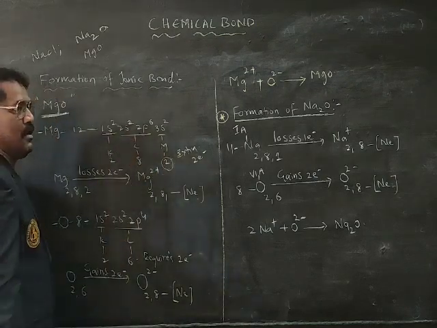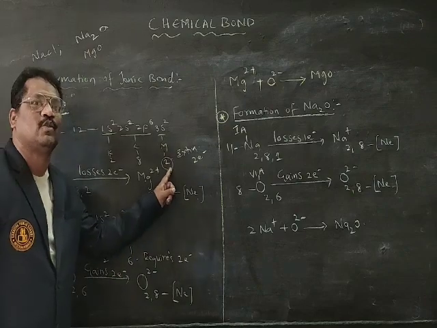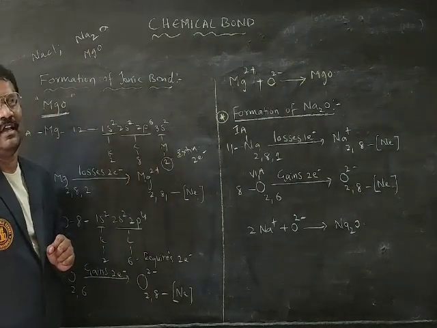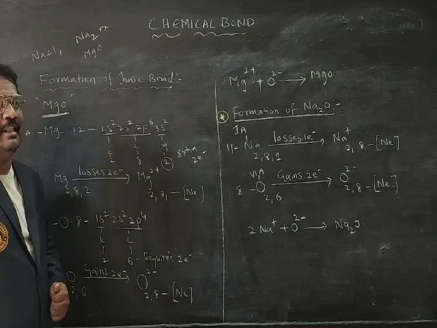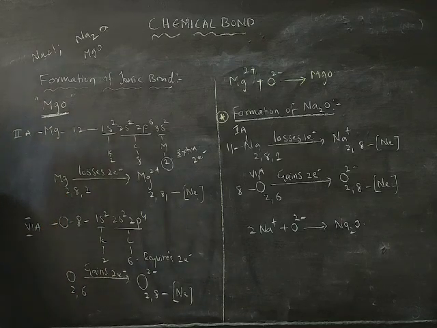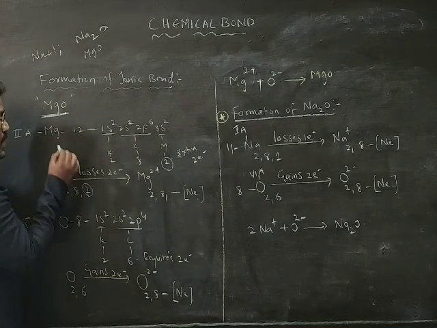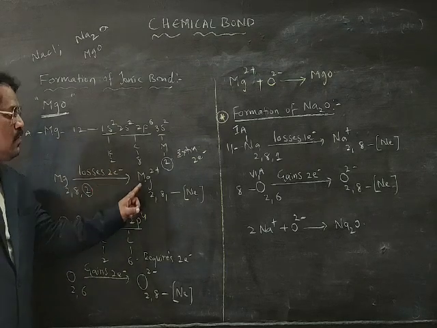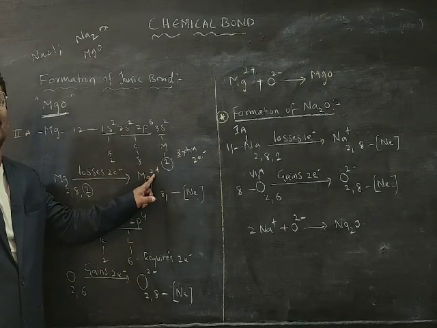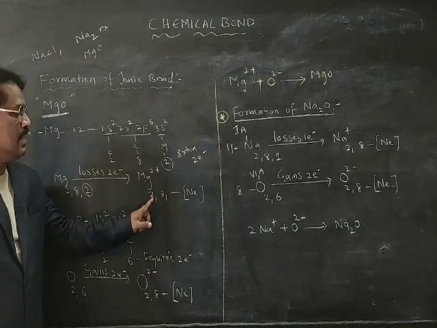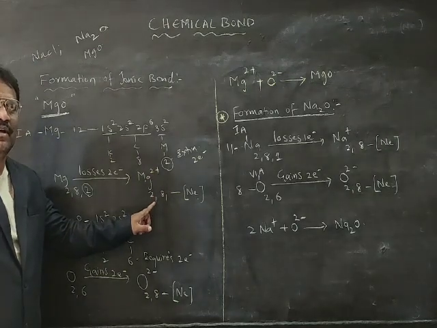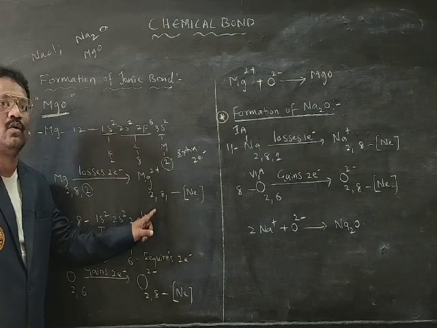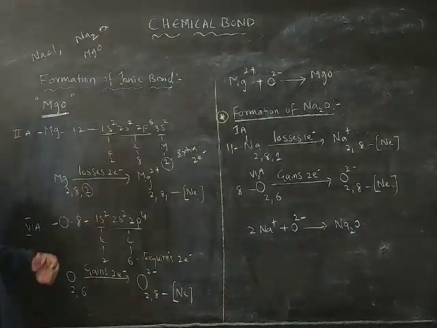These 2 electrons are extra. If it loses these 2 electrons, then it attains stability. Therefore, magnesium, as it has 2 valence electrons, will be ready to lose those 2 electrons to form magnesium 2 plus cation. That is electronic configuration of neon, equal to 2, 8.